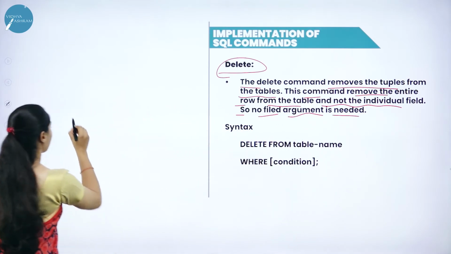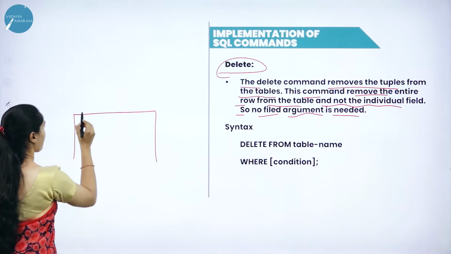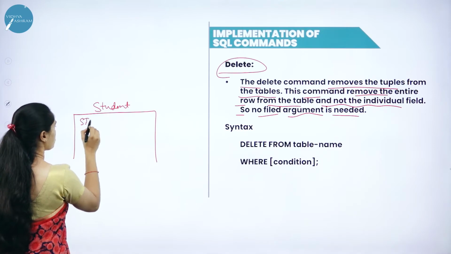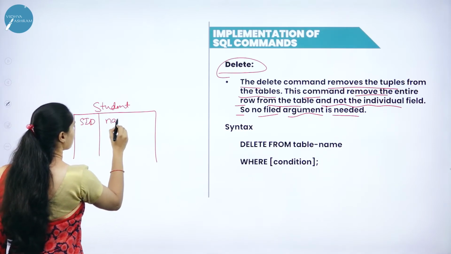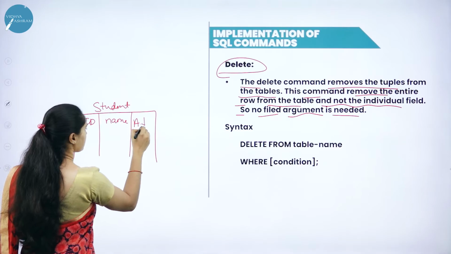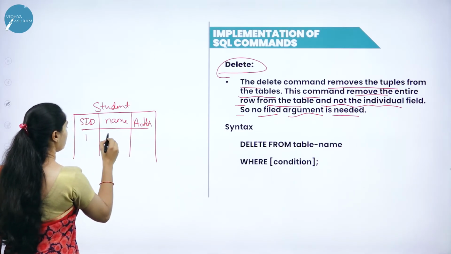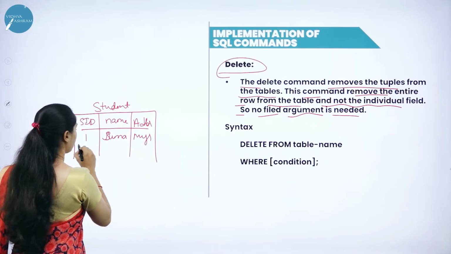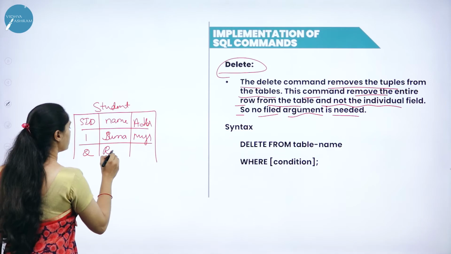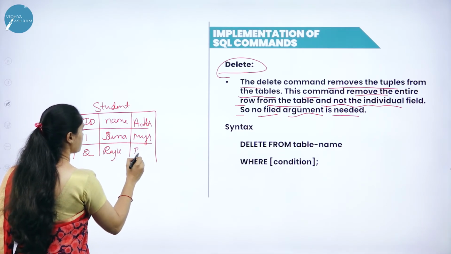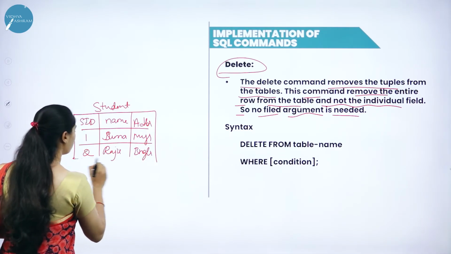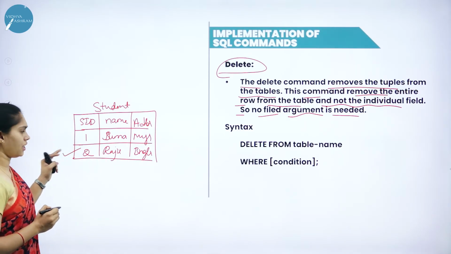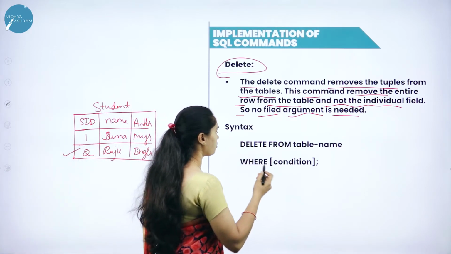For example, consider the student table again, and I have 3 columns: student ID, name, and address. So I have updated, it becomes Suma now. Then we have a second row, Raju, with respect to address that is Bangalore, right? So now what if I wanted to delete this entire row called second student ID? For that we are going to use this delete. How am I going to do that?